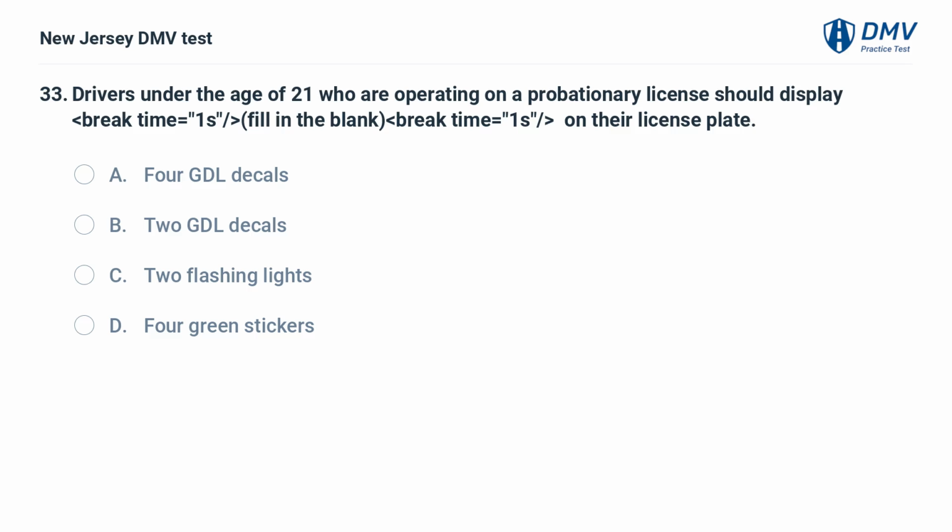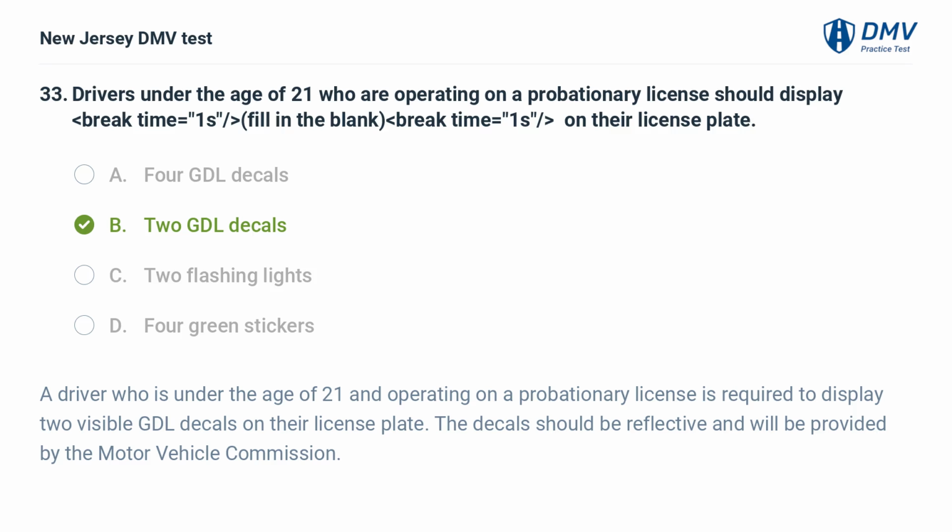Drivers under the age of 21 who are operating on a probationary license should display, fill in the blank, on their license plate: A. 4 GDL decals. B. 2 GDL decals. C. 2 flashing lights. D. 4 green stickers.